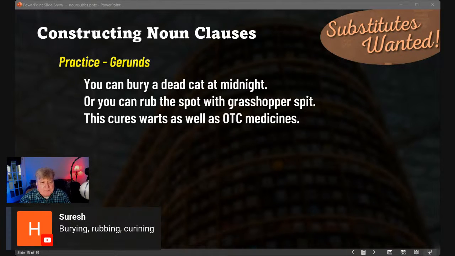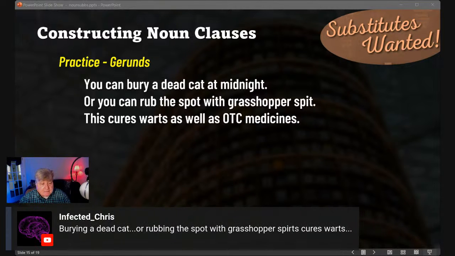I would keep that first verb, bury, as my main verb, my verb in my main clause. Or I would keep cure as my main clause. You've got to have one finite verb that serves as the verb of your main clause. Yeah, infected Chris, I think that's one way of doing it. Burying a dead cat at midnight or rubbing the spot with grasshopper spit cures warts. That definitely works.